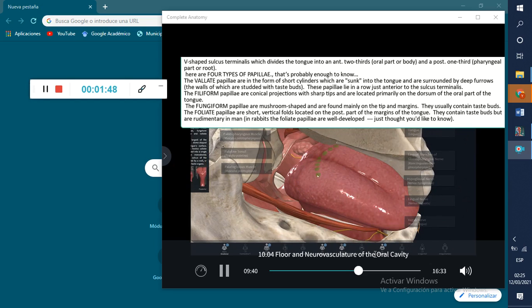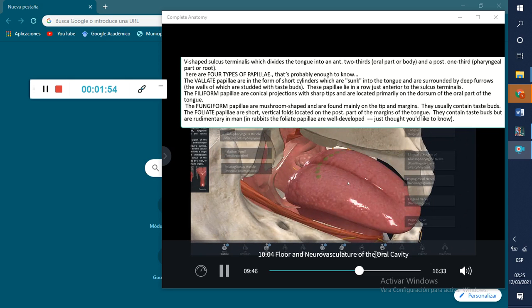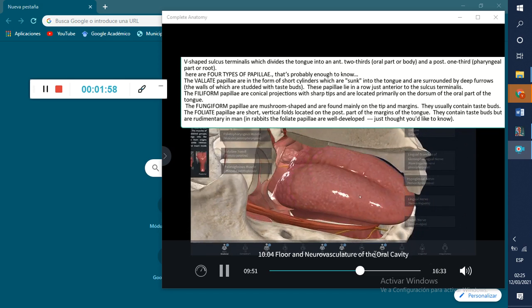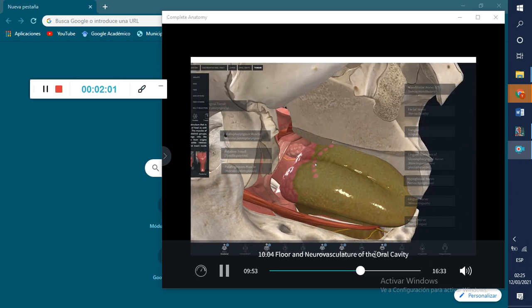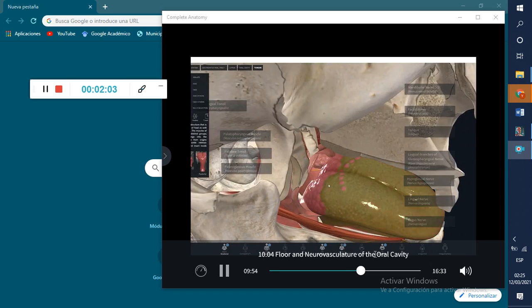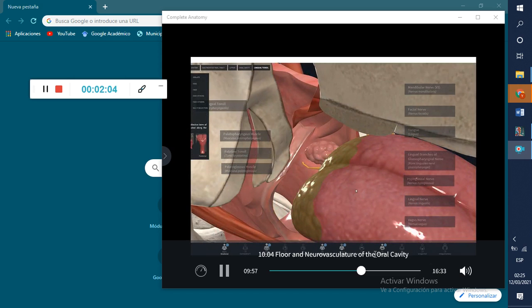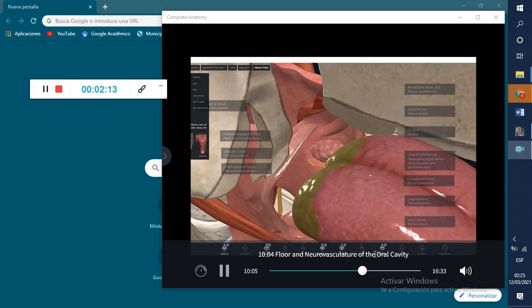Those papillae will just lie in a row, as you can see here, just anterior to the region called the sulcus terminalis, which is back here, which is the demarcation between the anterior 2/3 and the posterior third of the tongue. A little bit further back, here it says now this is a lingual tonsil. That's just basically a collective term for the lymphoid nodules that are located along the root of the tongue.